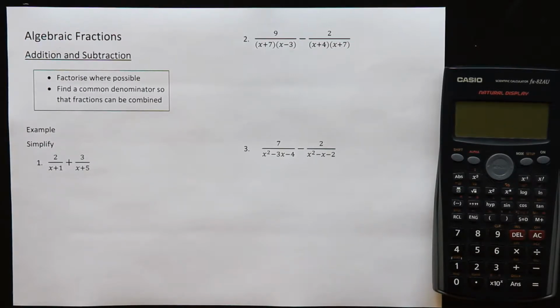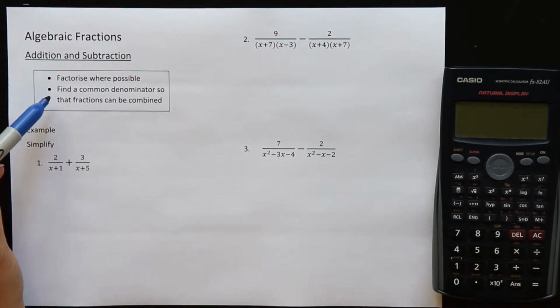Today we're doing some algebraic fractions and we're looking at the addition and subtraction of some algebraic fractions. Some quick notes for you to remember here. Where possible, you need to factorize. That's referring to your denominator. You need to factorize your denominator if you can. And as you know, because you've probably done these fractions before, if you want to add and subtract fractions, you need to have a common denominator before you can combine your fractions together to make one fraction.